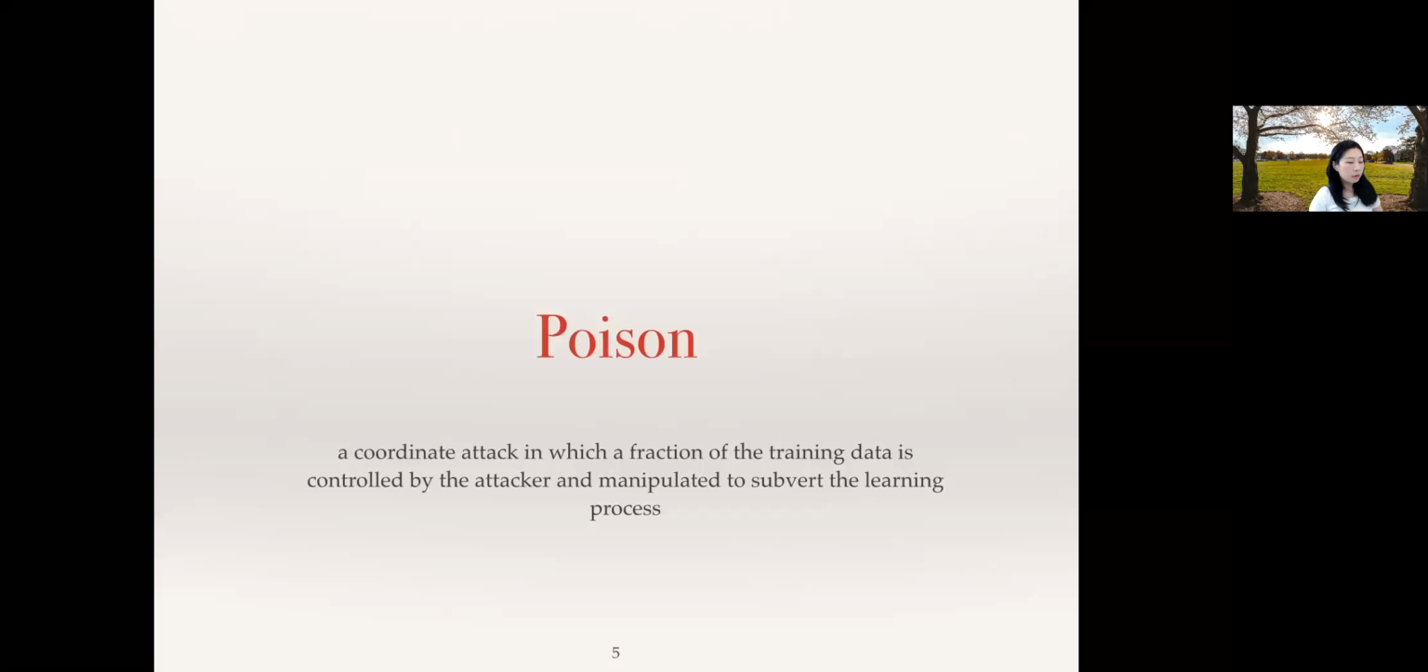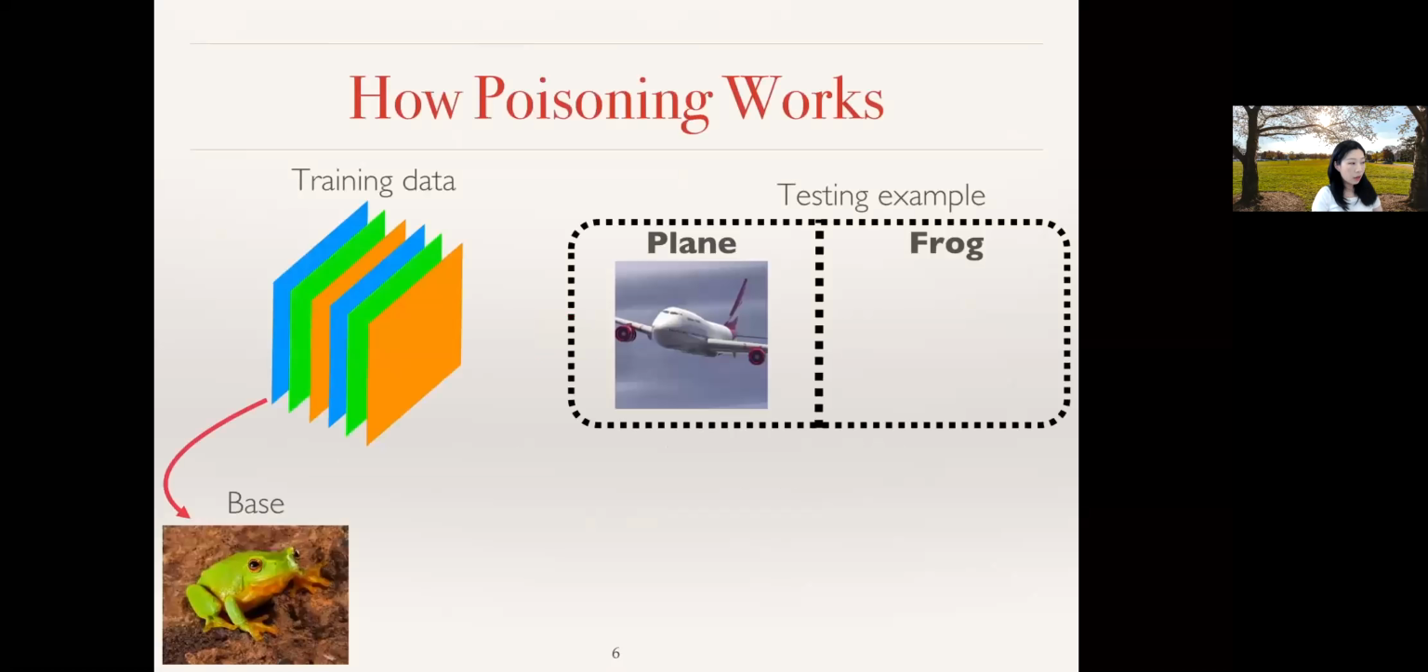Okay. Today we'll talk about poisoning. We'll continue talking about poisoning. Last time we said poisoning is an attack in which a fraction of training data is controlled by the attacker and manipulated to subvert the learning process. Well, how does poisoning work?